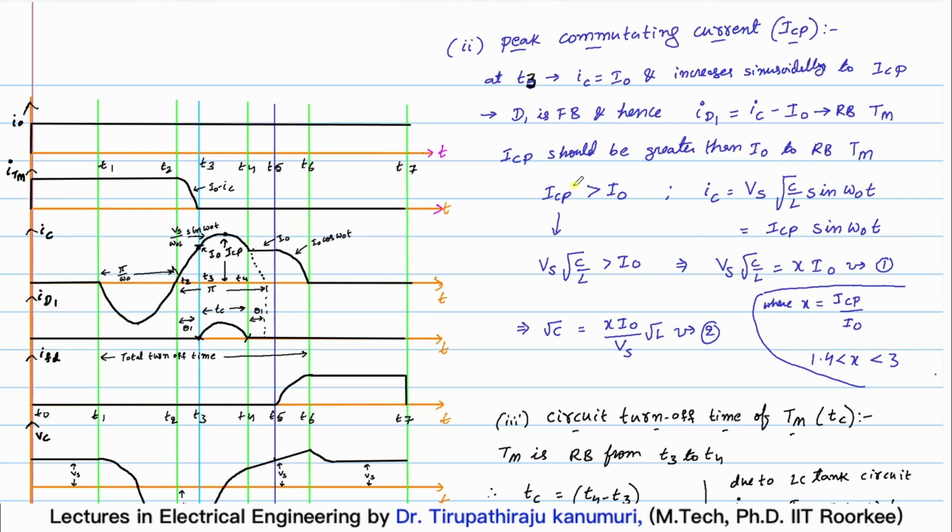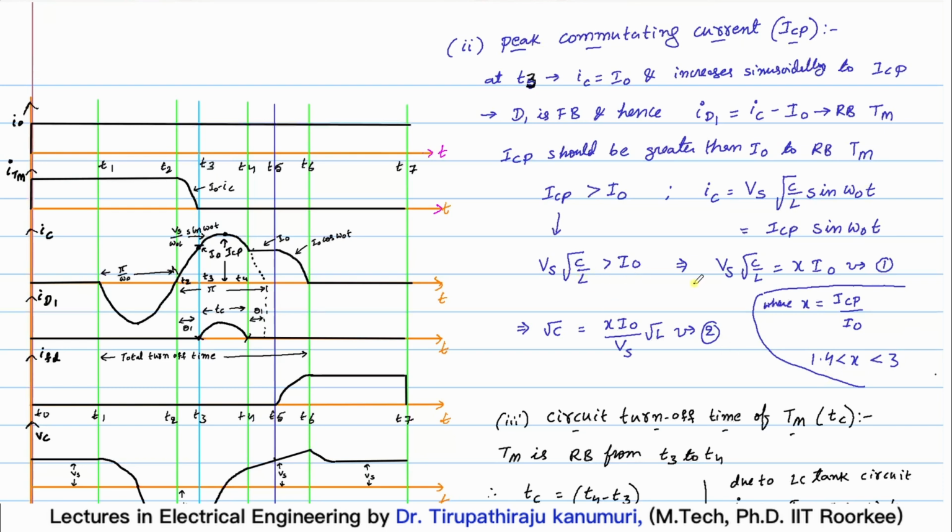So what is this one? This is nothing but ICP, or otherwise I can write x is equal to ICP by I0. So practically the value of the ICP should be maintained as high as possible, as we have to keep the exact figure at which we have to maintain. So practically that value is maintained from 1.4 to 3 times, so that your main thyristor will get sufficient time to recover completely and again be ready to operate. So that's why this much duration we have to keep it. It will completely turn off.